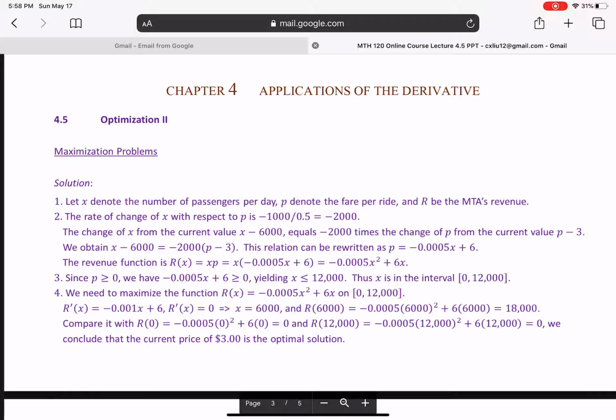Compare this value with R of 0, which is negative 0.0005 times 0 squared plus 6 times 0, we get 0. And R of 12,000, which is negative 0.0005 times 12,000 squared plus 6 times 12,000, we also get 0. So we conclude that the current price of $3 is the optimal solution. You can take the second derivative of the revenue function R to get negative 0.001. So that's negative. According to the second derivative test, the function R attains a maximum at the critical value of x equal to 6,000.